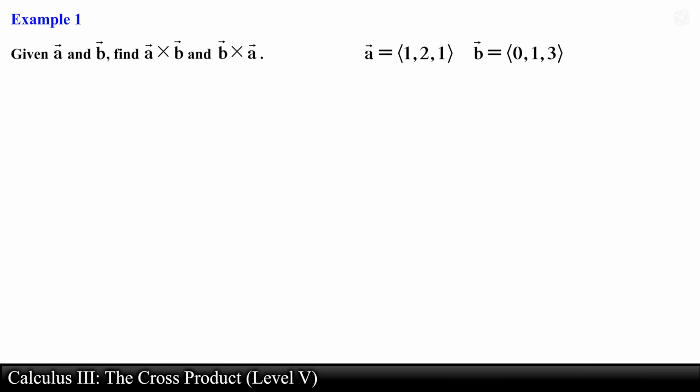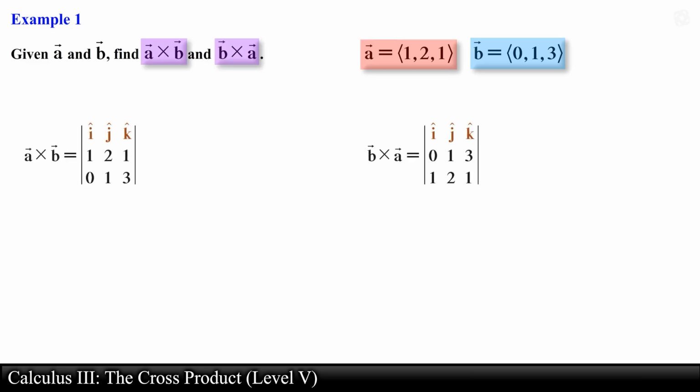Given vector A and vector B, find vector A crossed with vector B and vector B crossed with vector A. Alright, we're given vector A and vector B in component form, and we are asked to find 2 separate cross products. Let's use the component definition of the cross product.